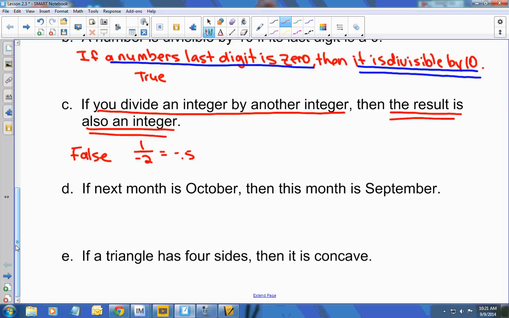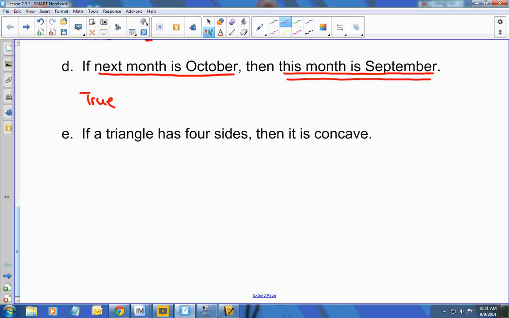If next month is October, then this month is September. Okay, that is true. My hypothesis, next month is October. My conclusion, this month is September. Okay, what about this one? If a triangle has four sides, then it is concave.